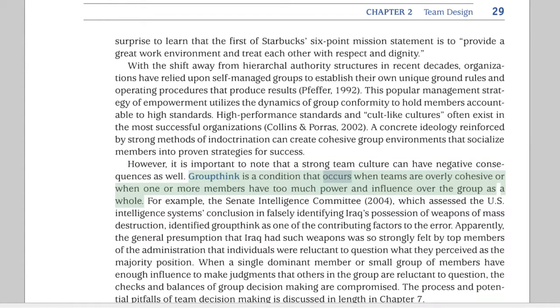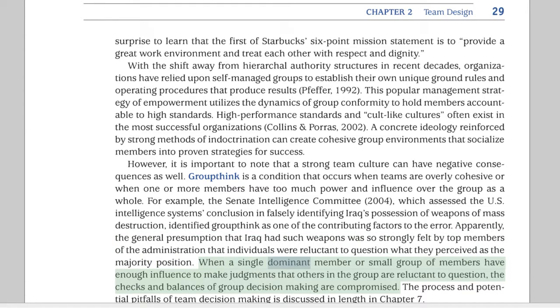Groupthink is a condition that occurs when teams are overly cohesive or when one or more members have too much power and influence over the group as a whole. For example, the Senate Intelligence Committee, 2004, which assessed the U.S. intelligence system's conclusion in falsely identifying Iraq's possession of weapons of mass destruction, identified groupthink as one of the contributing factors to the error. Apparently, the general presumption that Iraq had such weapons was so strongly felt by top members of the administration that individuals were reluctant to question what they perceived as the majority position.